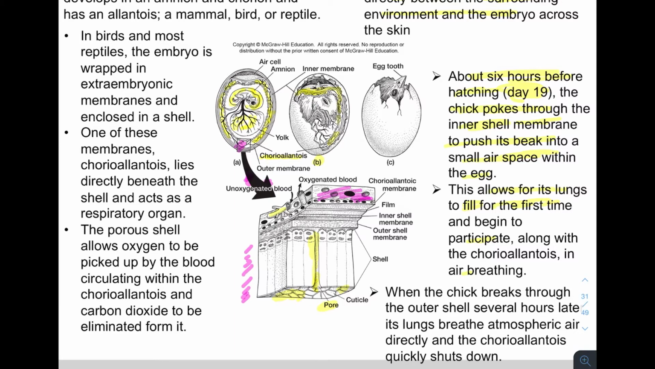Because you cannot fill the lungs entirely with such a small airspace. But now we're starting to get the lungs to function. And they're going to start getting ready when the chick breaks through the shell a few hours later. Its lungs breathe atmospheric air and fill completely. The chorioallantois is going to shut down at that point, and the lungs will become the sole respiratory organs.